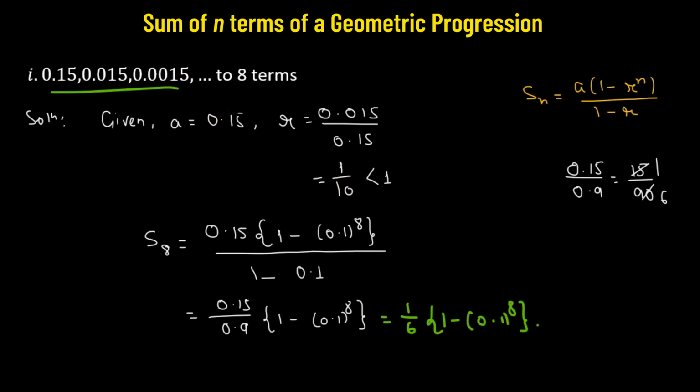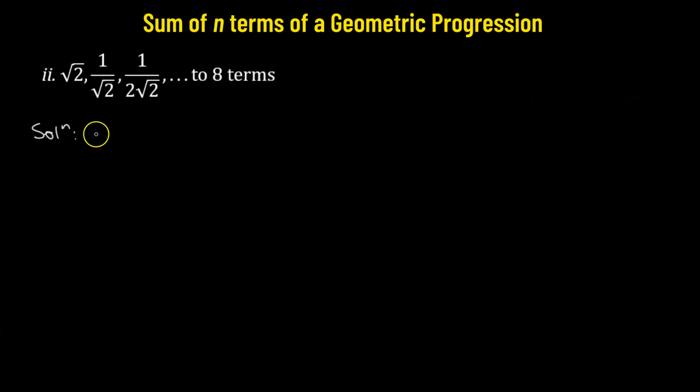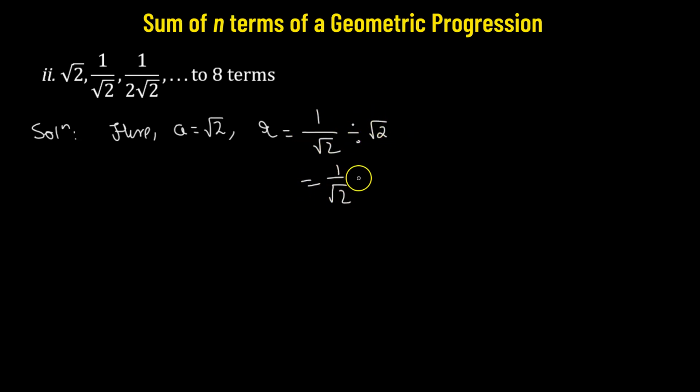Now let's move on to the second problem. So here we have our first term given by square root of 2. The common ratio will be the second term, which is 1 over square root of 2, divided by the first term, which is square root of 2. So we have 1 over square root of 2 times 1 over square root of 2. This gives us the value 1 over 2. So this is going to be our common ratio.